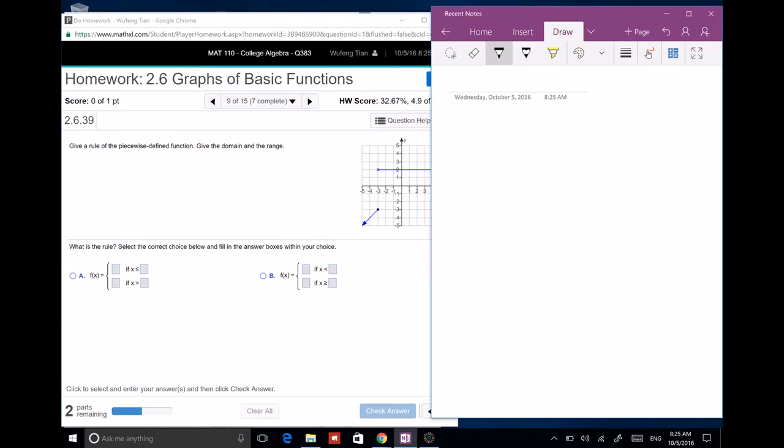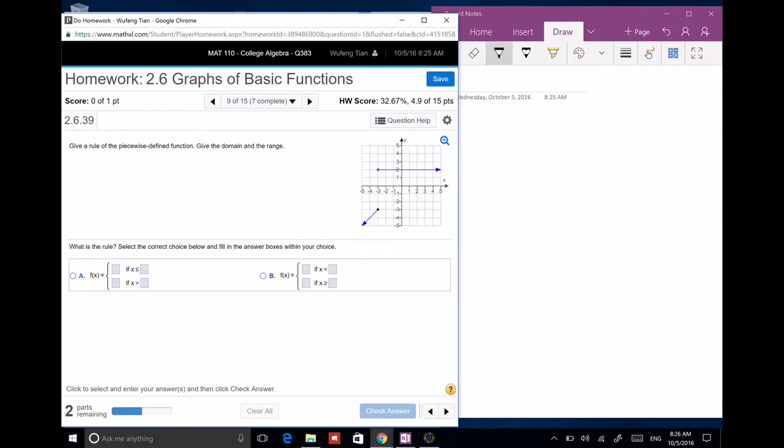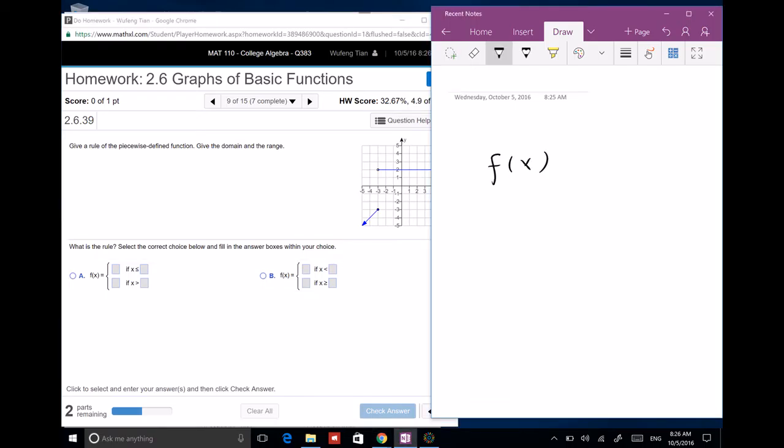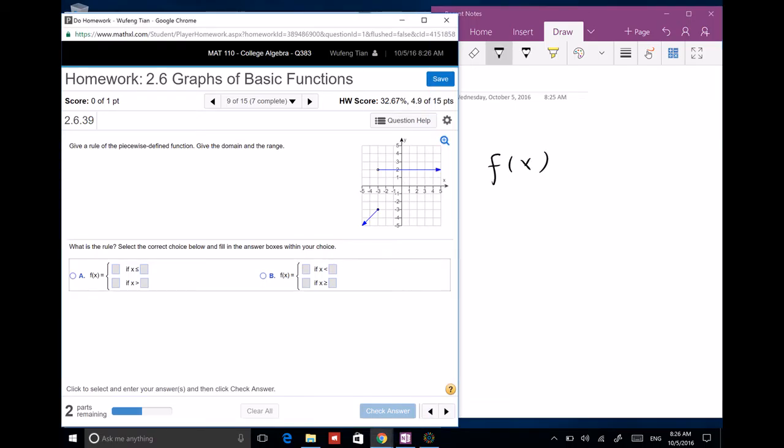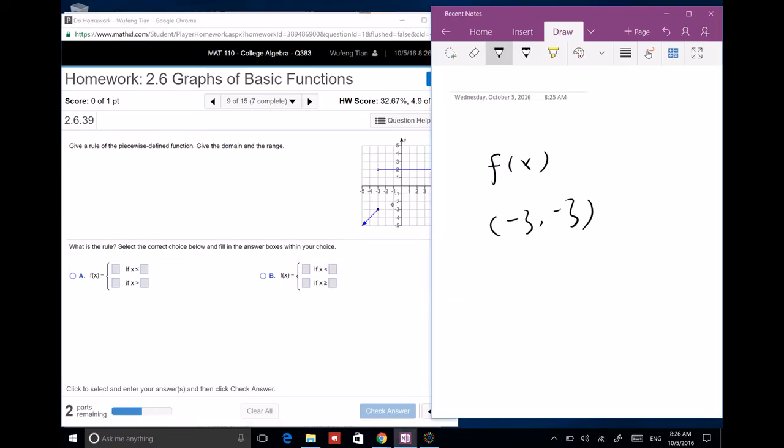Okay, number 9. What is true? Given a piecewise function, give it a domain. So the first one you find in the function is y equals x. So f(x) equals x. You can see that x is just passed through. It goes through (-3, -3) and (-4, -4). So you can tell the first piecewise function is just equals x.